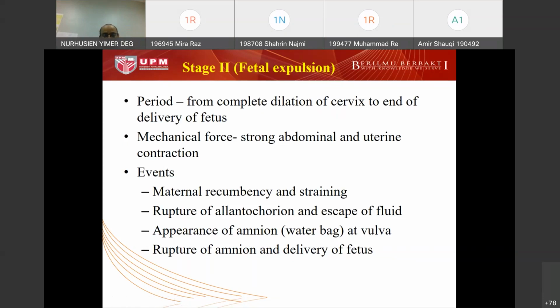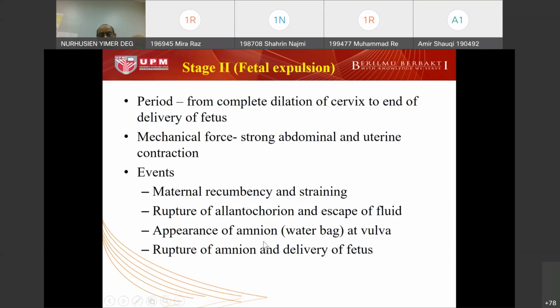So remember the fetal sacs. We have two major fetal sacs, right? The allantoic sac and the amniotic sac. The first one to be broken down is going to be the outer sac, which is the chorioallantoic sac or the allantochorion. And then you'll see a fluid coming out from the birth canal during this time.